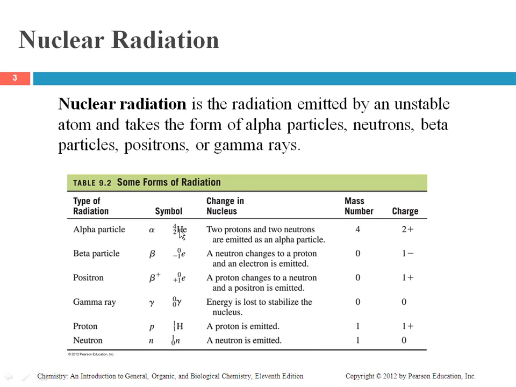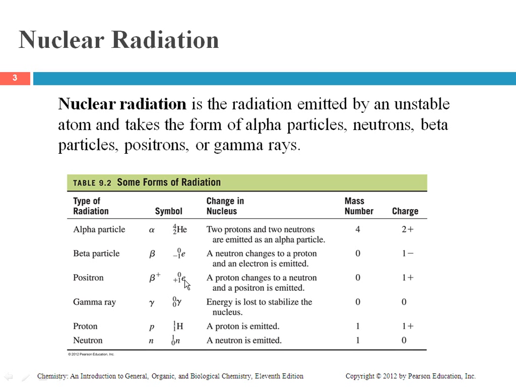So it's like emitting helium atoms. It has a mass number of 4 and a charge of 2. A beta particle is basically a neutron that changes to a proton. An electron is emitted, so we look at it as really looking like an electron. That's where that E comes from. So it's got 2 symbols, beta or 0, -1, e. So it has a -1 charge. A positron is kind of the opposite of a beta particle.